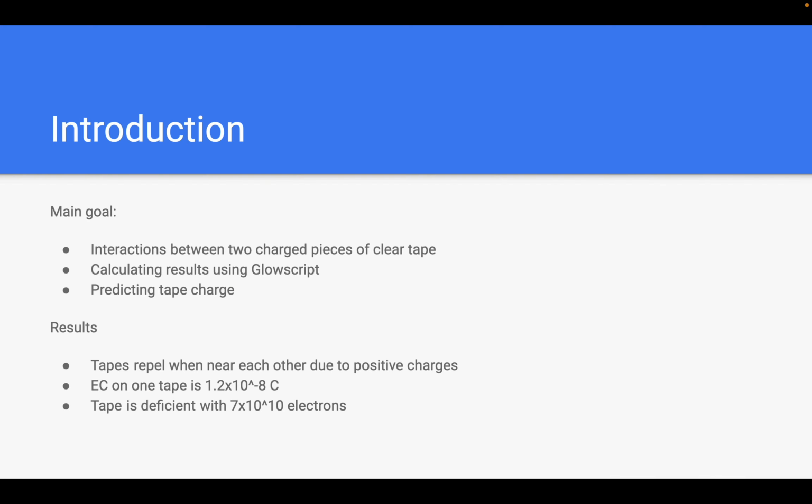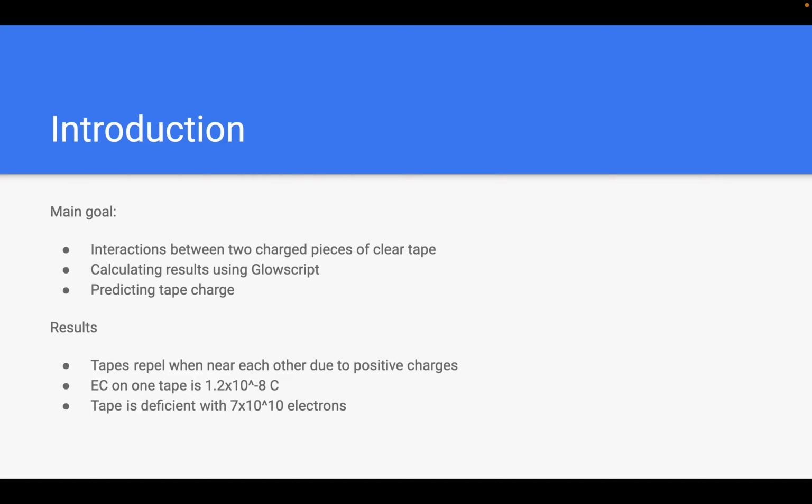Alright, so the main goal of this lab was to see the interactions between two pieces of clear tape that have been charged, and we got help from GlowScript to calculate the actual results. Predicting the tape charge, I predicted that they were going to repel from each other. And the results did end up showing that the tapes repelled when near each other due to the positive charges. They both had positive charges since they were both charged once peeling the tape. And then due to this, they obviously repel because they're the same charge.